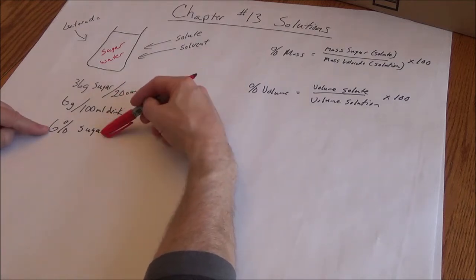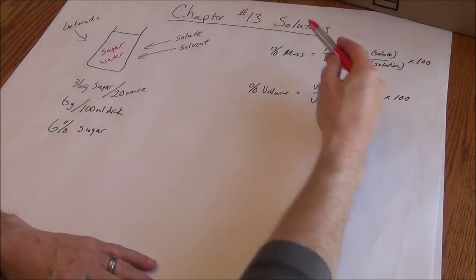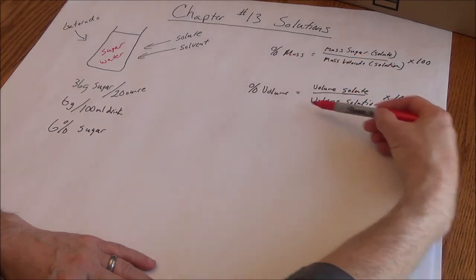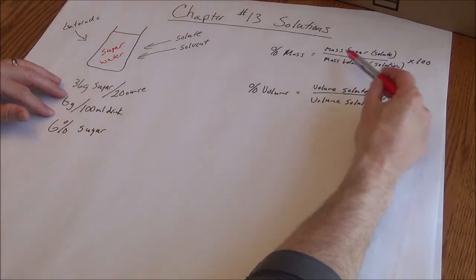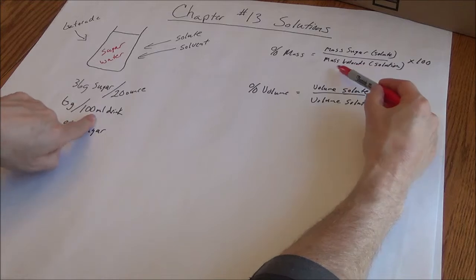Now, why is percentage important? Well, there's two ways to measure concentration of a solution. How much sugar is there? There's percent mass and percent volume. Now for Gatorade, we use percent mass. The mass of the sugar, we said 6 grams per every 100 milliliters of drink.